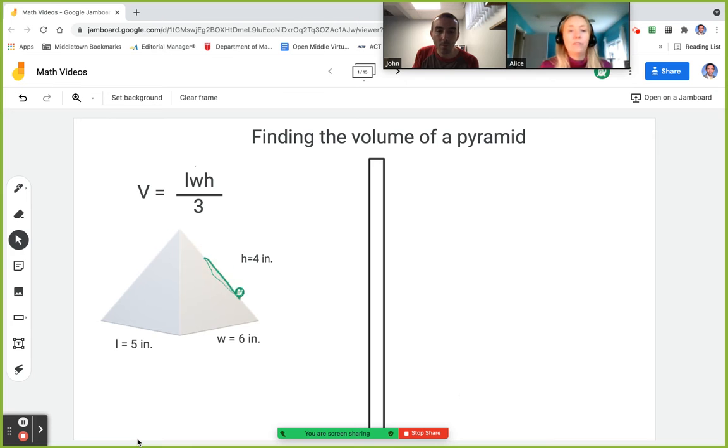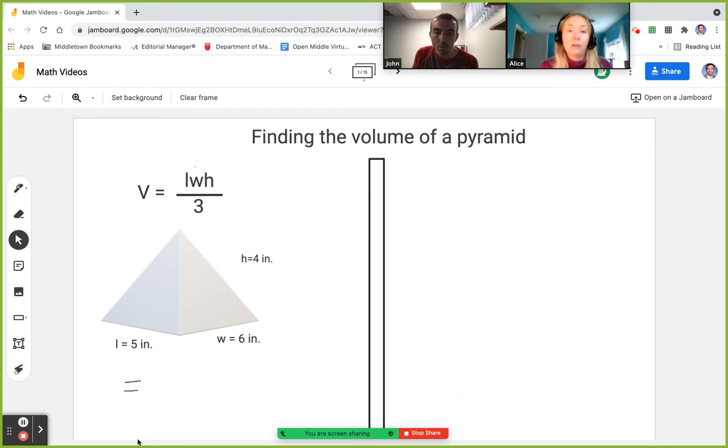So our equation, which is something I just memorized growing up, and I'll be honest, this equation had slipped my mind. I had to look it up to remind myself. It's the volume is length times width times height divided by 3. So I would just plug in to find the volume of this particular pyramid.